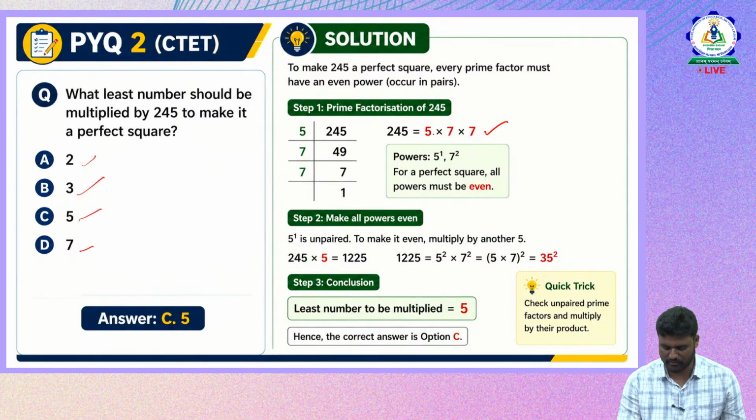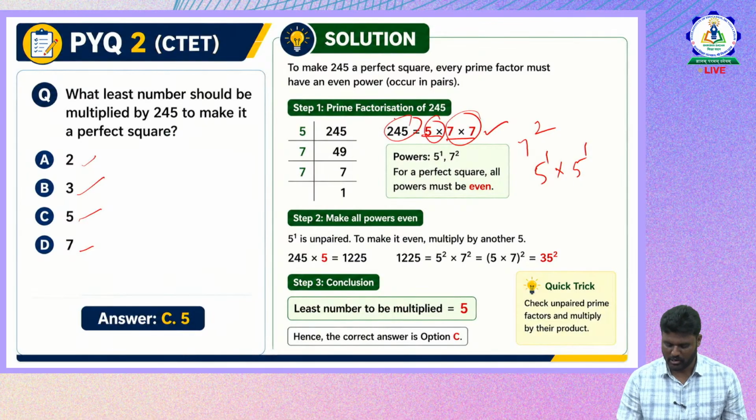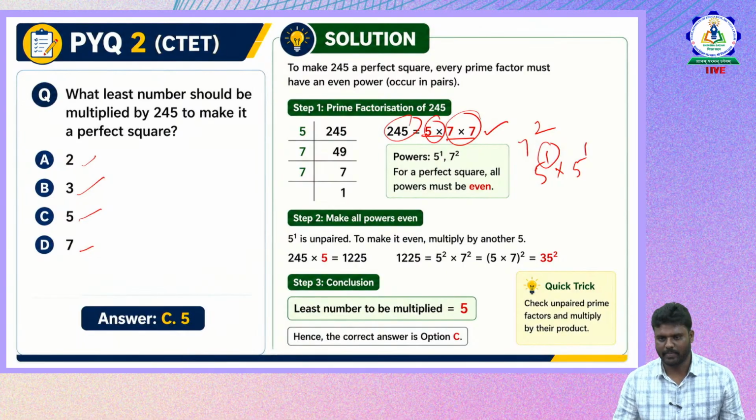Now if you observe 5 into 7 into 7, the 7 is in a pair, 7 square, whereas 5 is not in a pair. That means we need one more 5 in order to make 245 a perfect square. For a perfect square, the powers must always be even. Here 5 to the power of 1 is odd, not even. So we need to multiply the given number with 5.